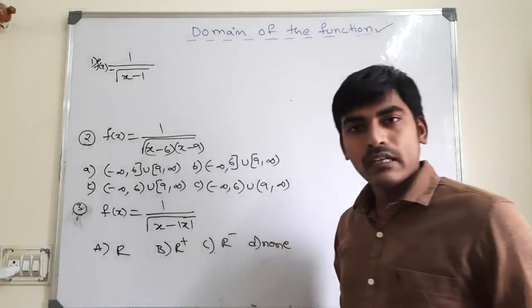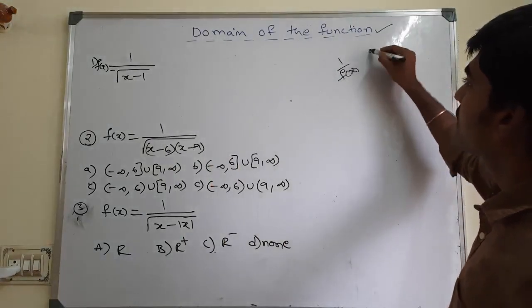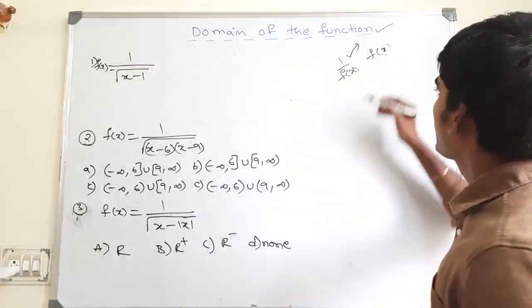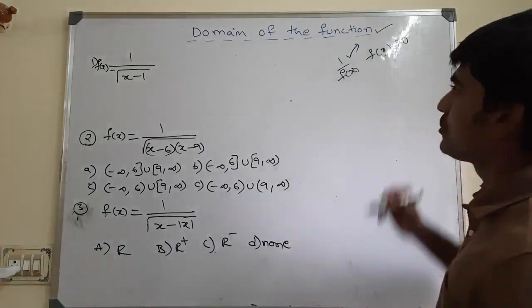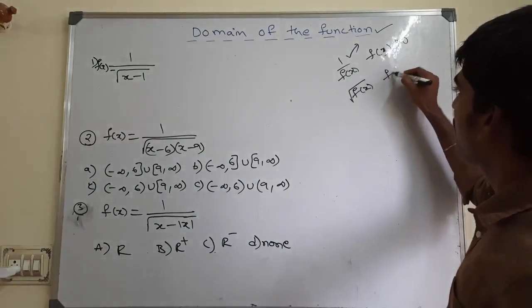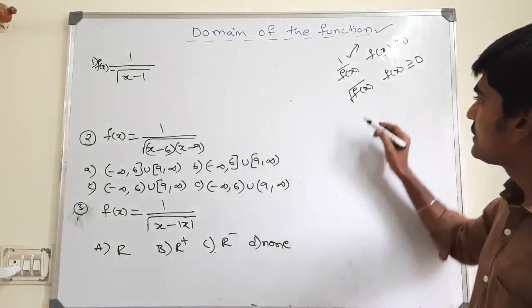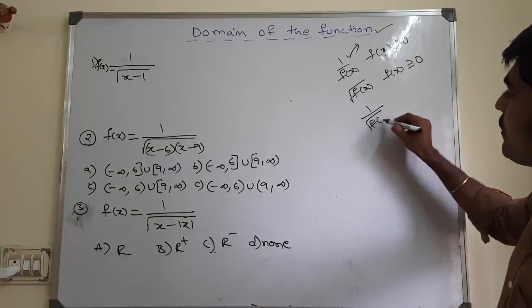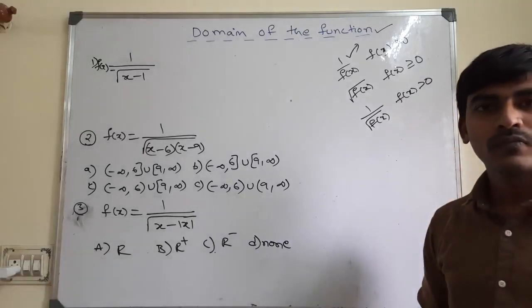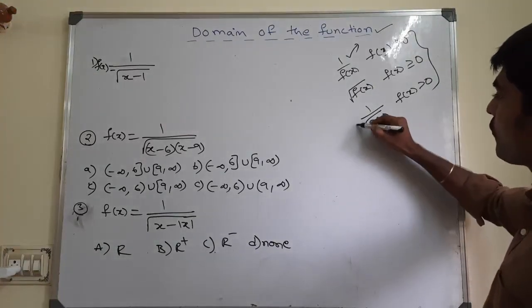I told you all already, if I have 1 by f of x, it means a rational form. If it is a rational function, f of x is not equal to 0. If it is just under root of f of x, then f of x is greater than or equal to 0. If it is 1 divided by root f of x, then f of x is just greater than 0. You got it right. Three conditions.